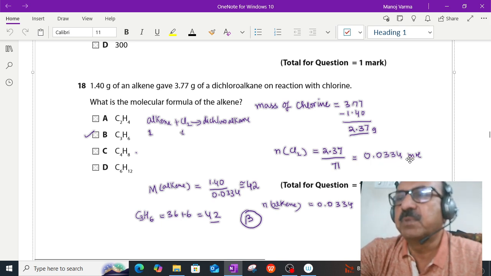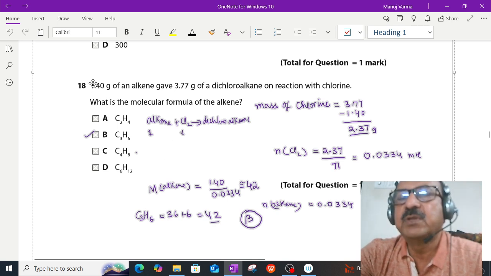But the problem arises: how do you decide what the moles of the alkene is? Because to get the moles of the alkene, you need its molar mass, but that is what is actually being asked. So you have to go back and understand this reaction, that an alkene and chlorine will give a dichloroalkane, and alkene and chlorine react in the mole ratio of 1:1. In other words, the moles of the chlorine will be equal to the moles of the alkene. That is how you get the moles of the alkene.